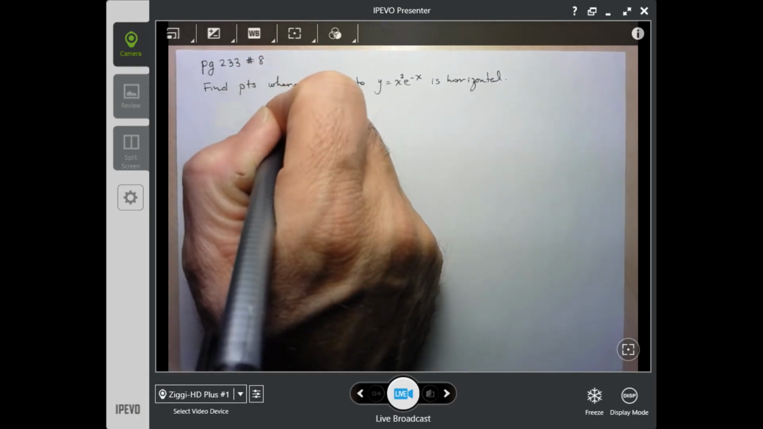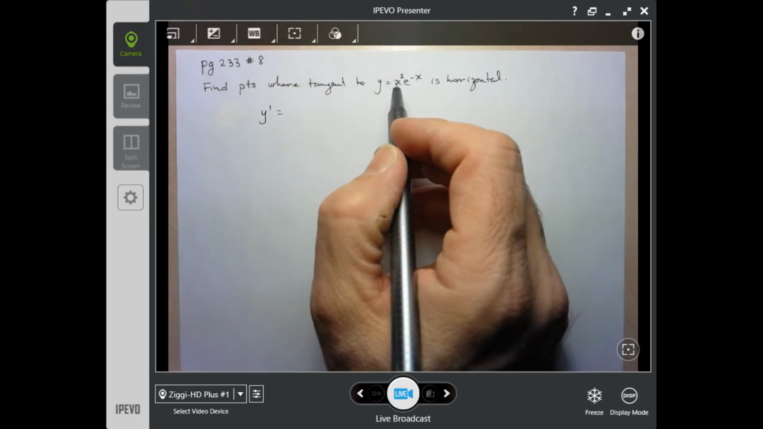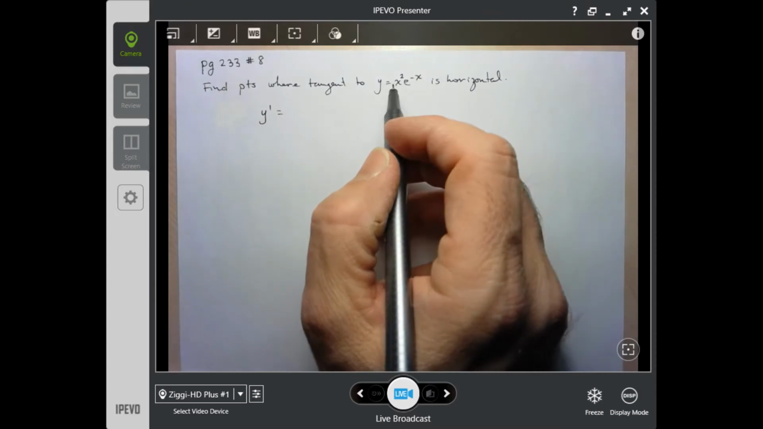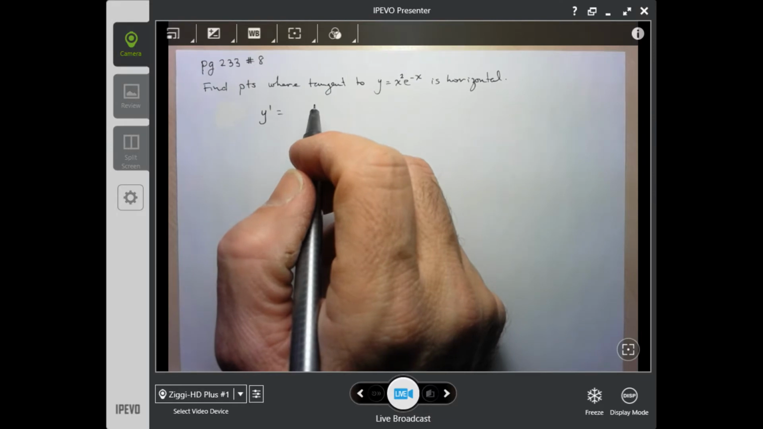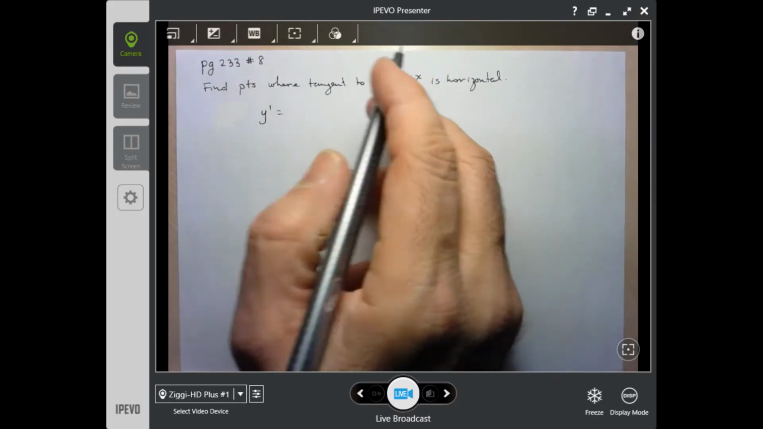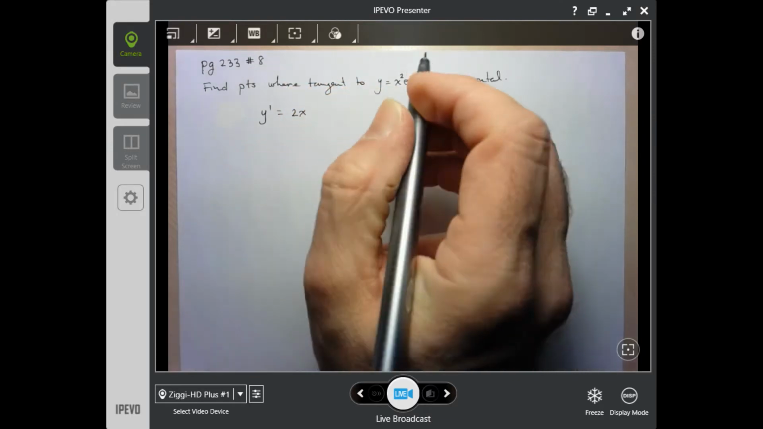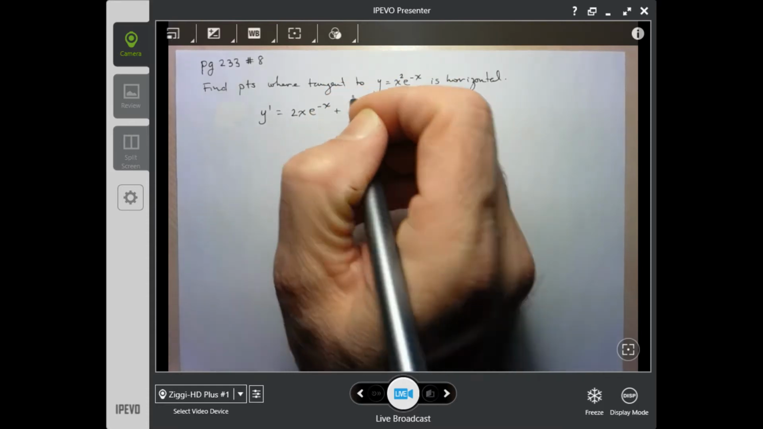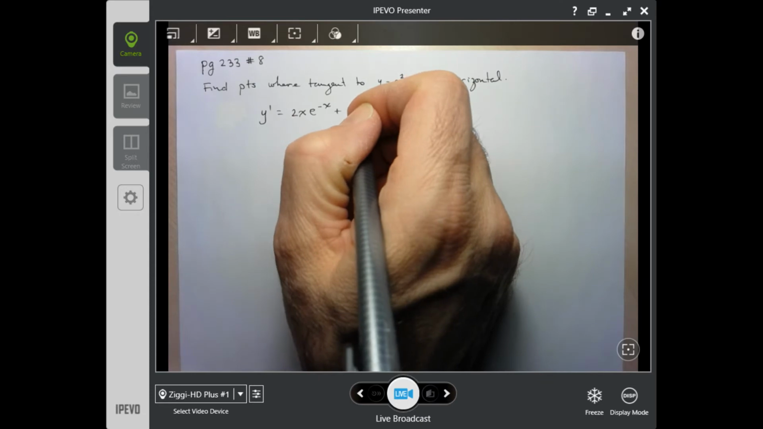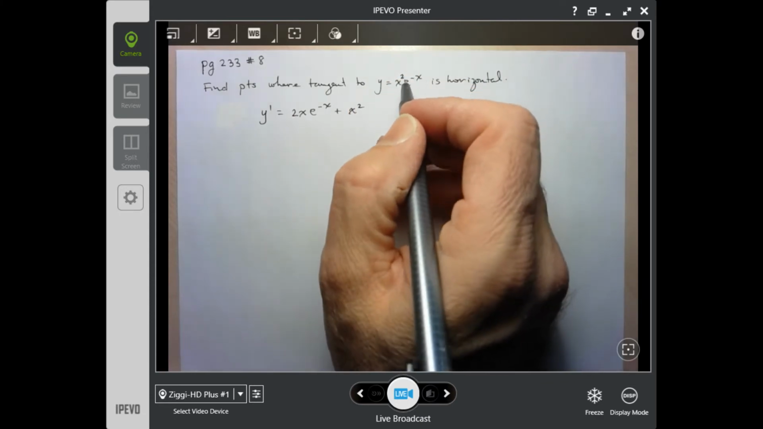So y prime is equal to, well, here I see a product of two simpler functions, so x squared times e to the negative x, so I'm going to have to apply the product rule. So let's start. Derivative of the first function is 2x, then we're multiplying that by the second function, e to the negative x, and then plus the first function, x squared, times the derivative of the second function.